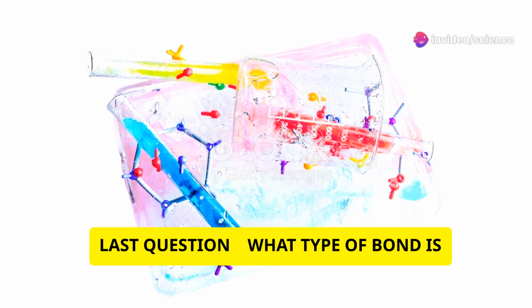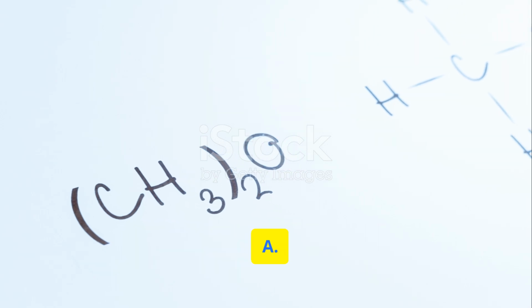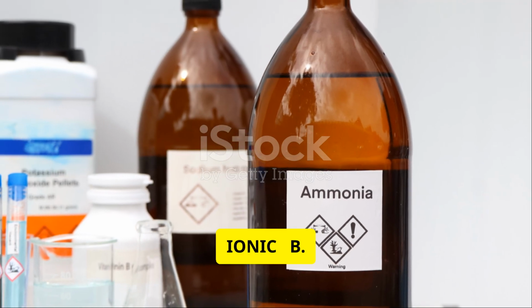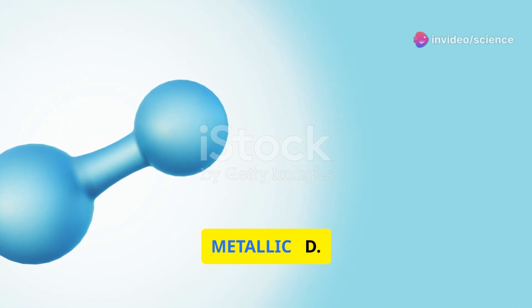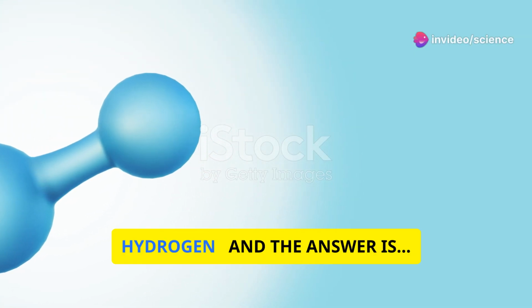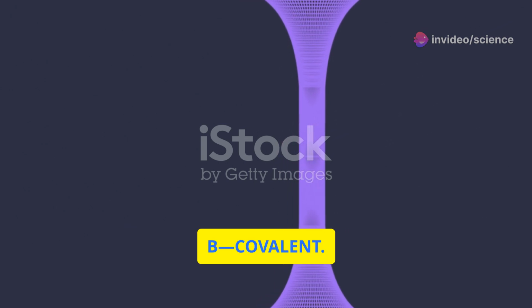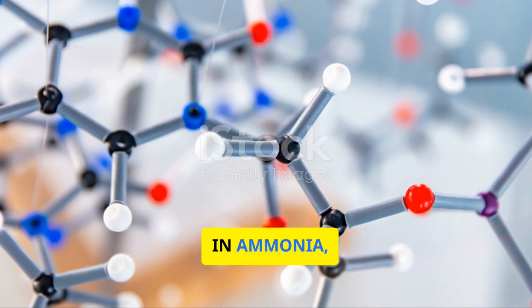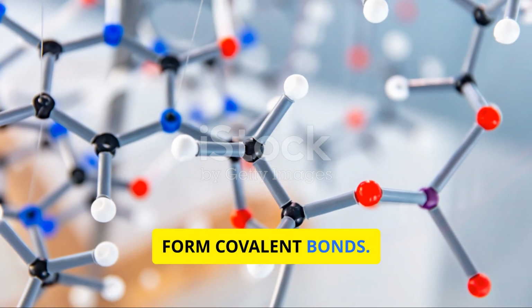Last question. What type of bond is present in ammonia, NH3? A. Ionic. B. Covalent. C. Metallic. D. Hydrogen. And the answer is B. Covalent. In ammonia, nitrogen and hydrogen share electrons to form covalent bonds.